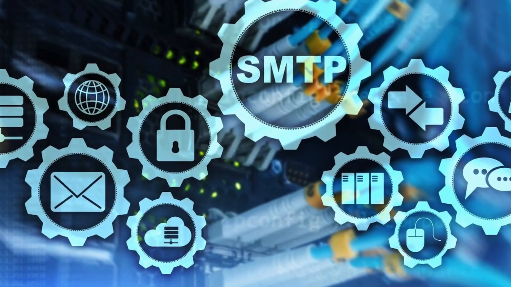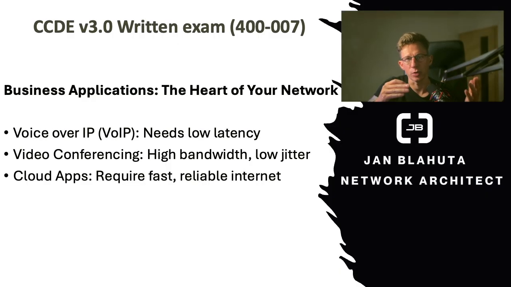Let's talk about business applications. They are the lifeblood of any network. Here are a few examples you probably know. Voice over IP needs low latency for smooth calls. Video conferencing eats up the bandwidth, with no room for jitter. Cloud apps like Google Workspace or Salesforce need reliable, high-speed internet. Every app has its own needs, and if you understand those needs, you can design a network that's ready to perform no matter what.